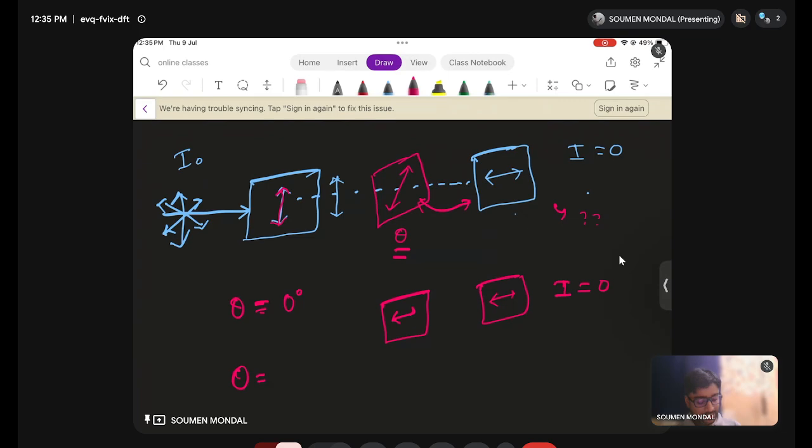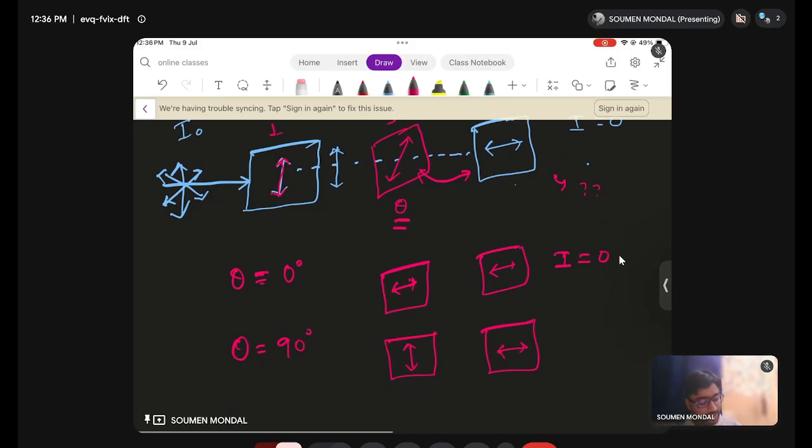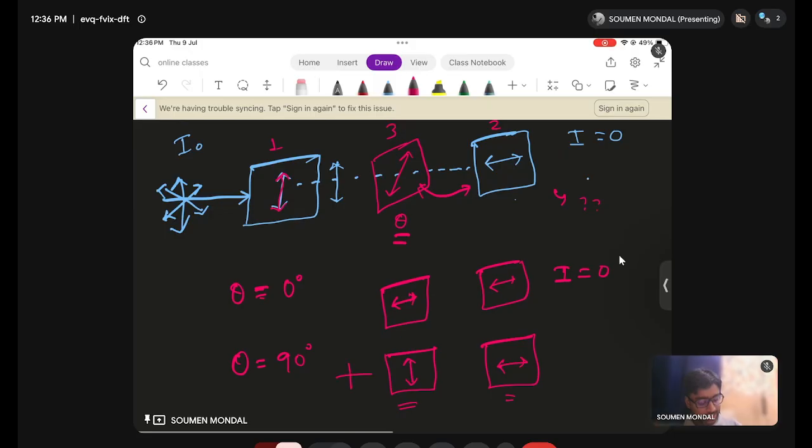Again, if theta is 90 degrees, that means the middle one is like this, and the last and first ones we cannot move. The middle, or third one, we can't move. So obviously it is identical to the first case. Light polarized in that direction enters, and after passing through polarizer 3 it will again be vertically polarized and it will be blocked again by the crossed polarizer.